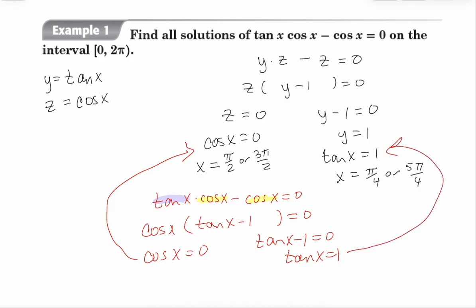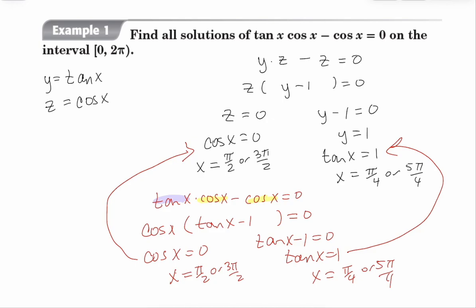So you can use substitution to clear away the trig and allow you to just solve it without thinking about the trig till the final step. Or you can factor out the trig and solve it the same way. You should get the same exact answers. This would give you pi over 2 or 3 pi over 2. This one gives you pi over 4 or 5 pi over 4. So you get the same answers.